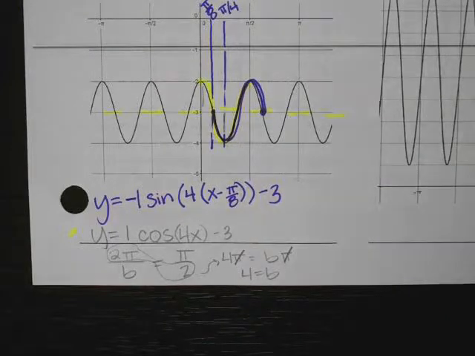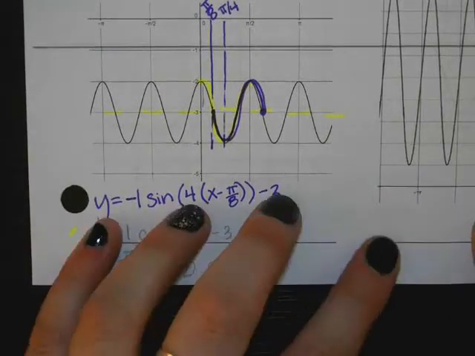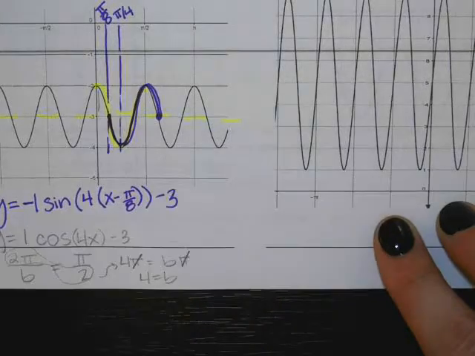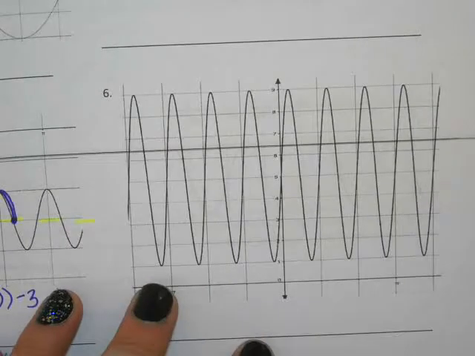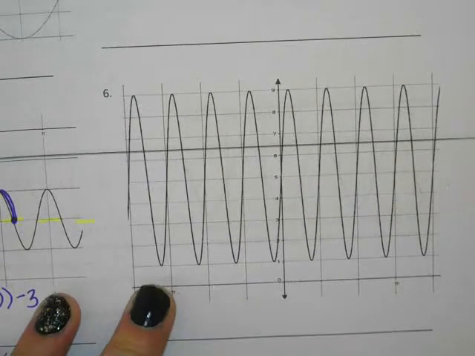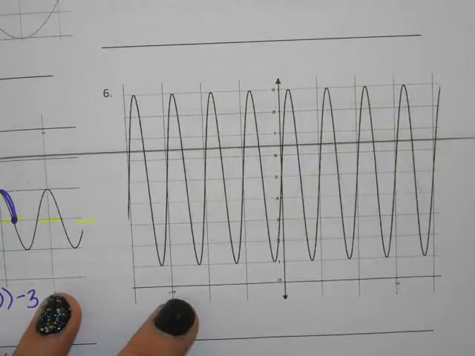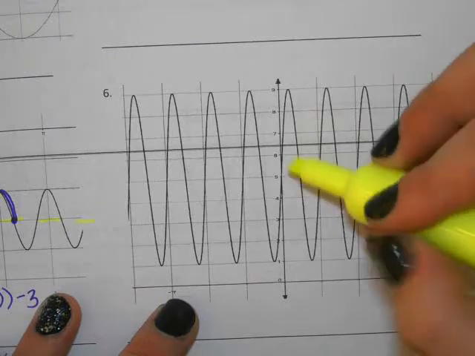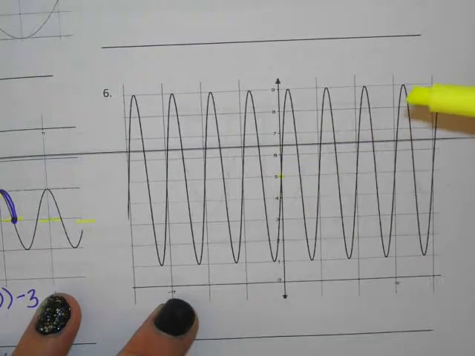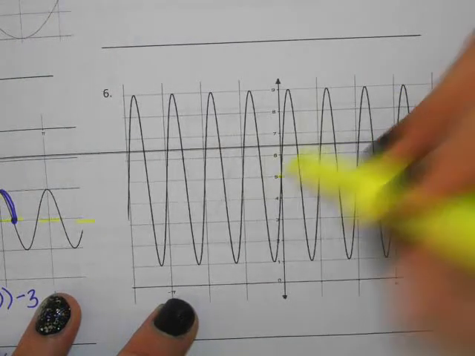Okay. All right, let's try the next one. This one's like super steep. Did you see that? Okay, so first I'm going to look to see where it crosses the y-axis. And I think it crosses right here at 5.